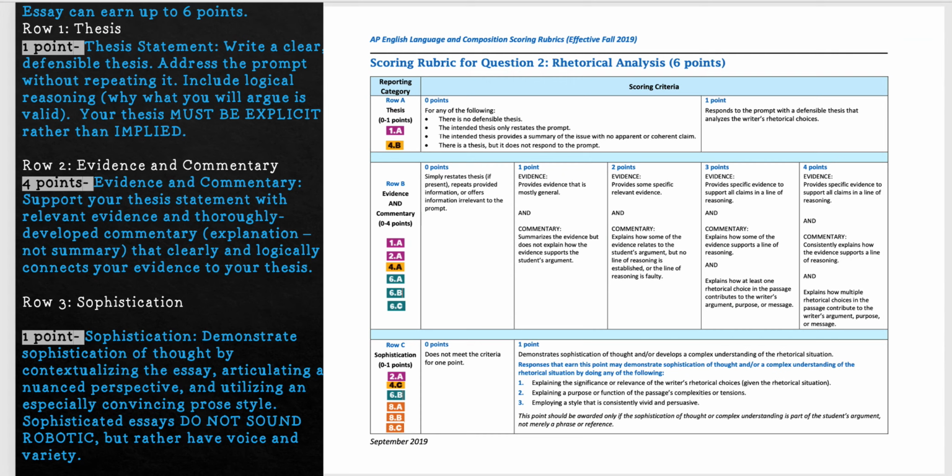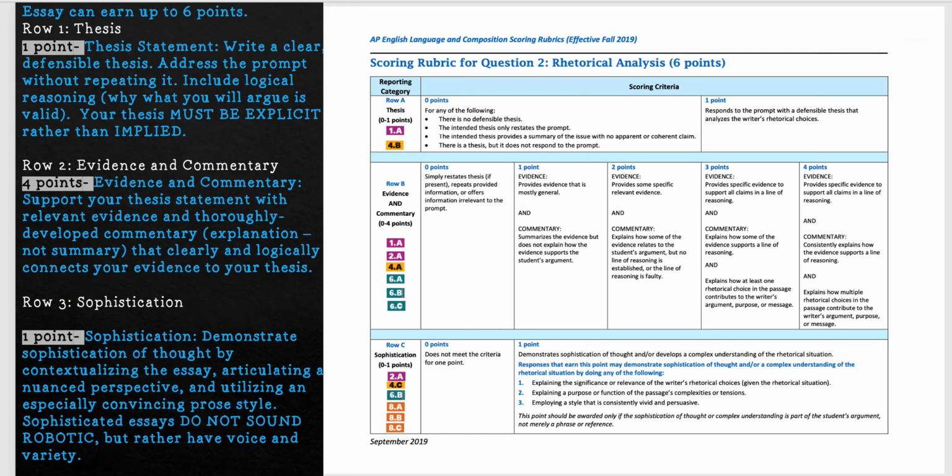All right, let's look for row 3 or row C, the 1 point for sophistication. The sophistication point is going to be elusive for many writers, and I'm hoping that this clarifies what you need to do. You need to demonstrate what's called sophistication of thought. You have to contextualize your response or your analysis of the text that you have read in the bigger picture. So you have to situate the text that you are analyzing within the bigger picture.